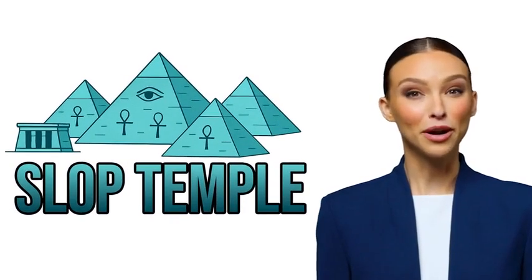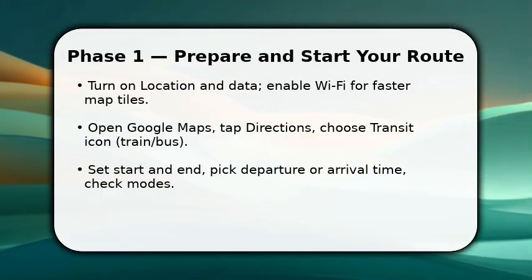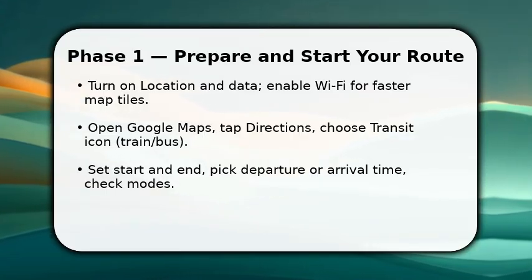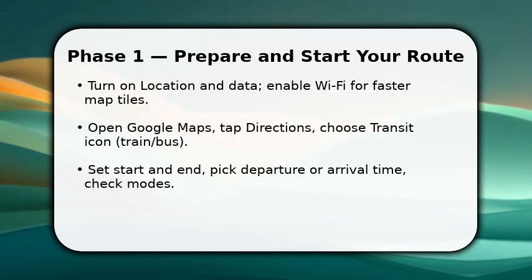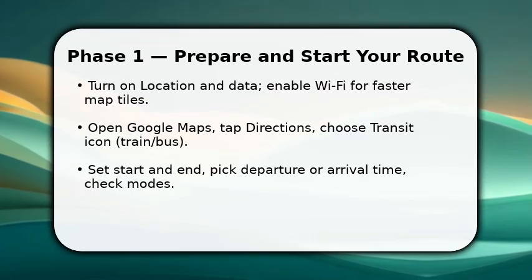We pray this video helps. You're ready to go? Enable location and mobile data, then open Google Maps and tap directions. Choose the transit icon to focus on buses, trains, or trams. Enter your start and your destination, then pick departure or arrival time. This controls which routes you see.